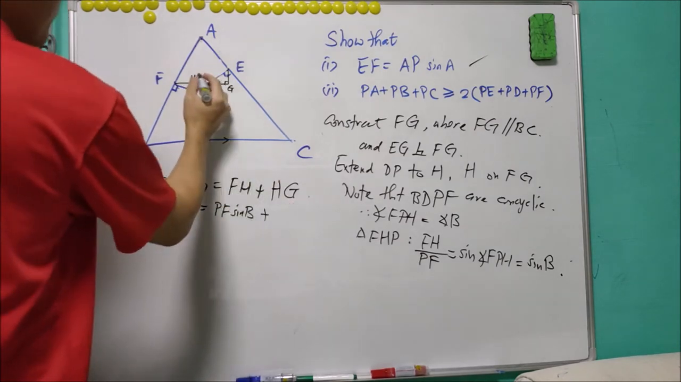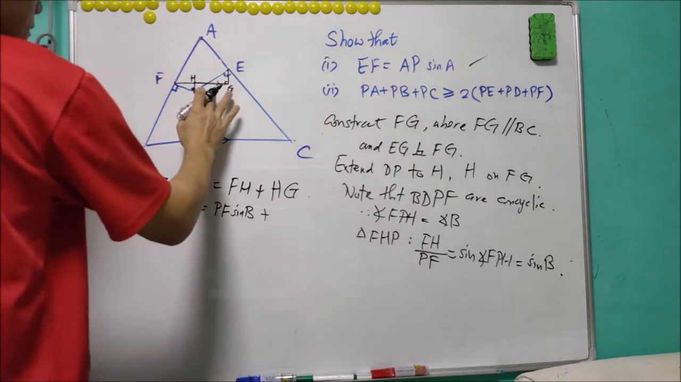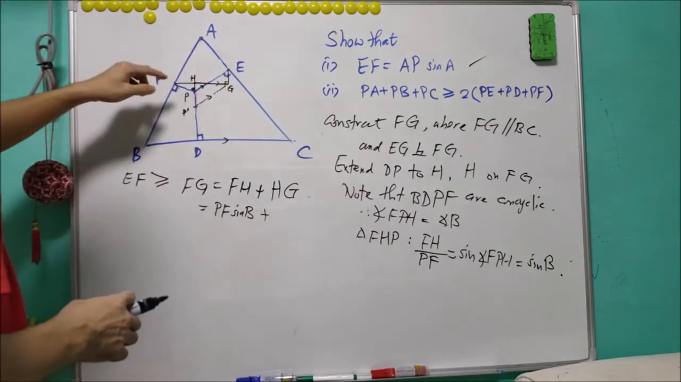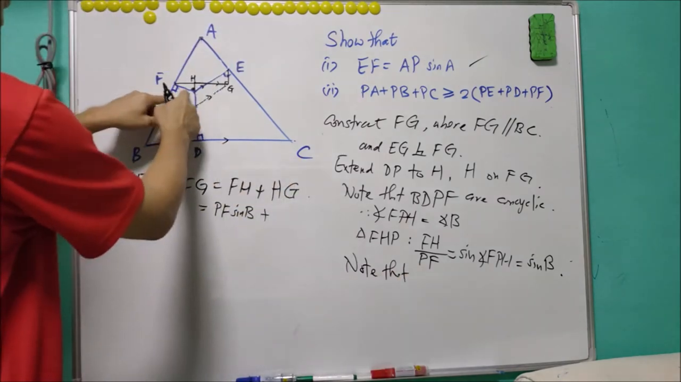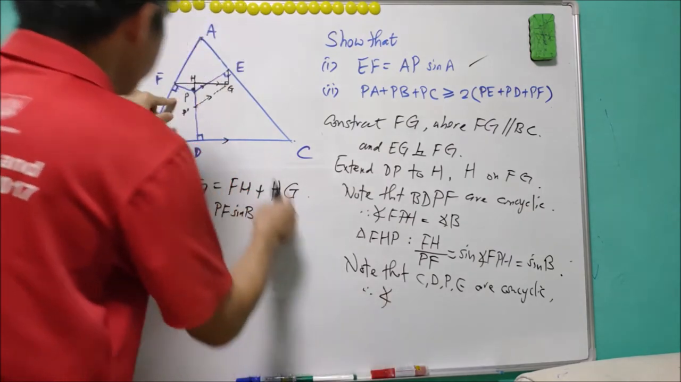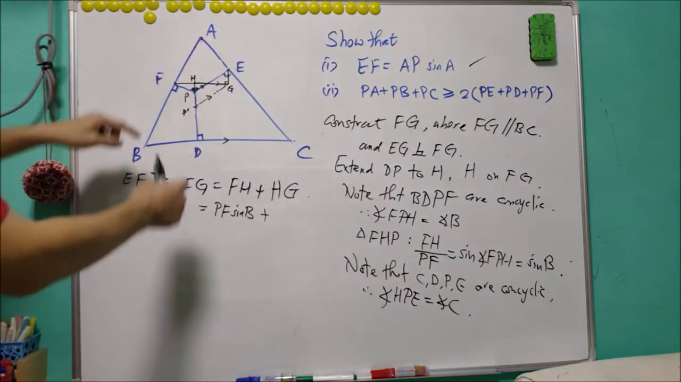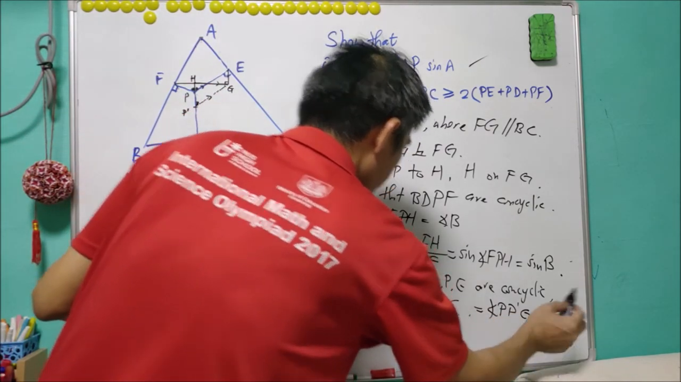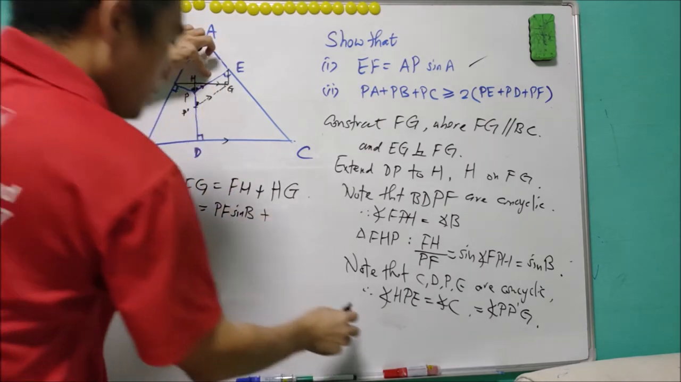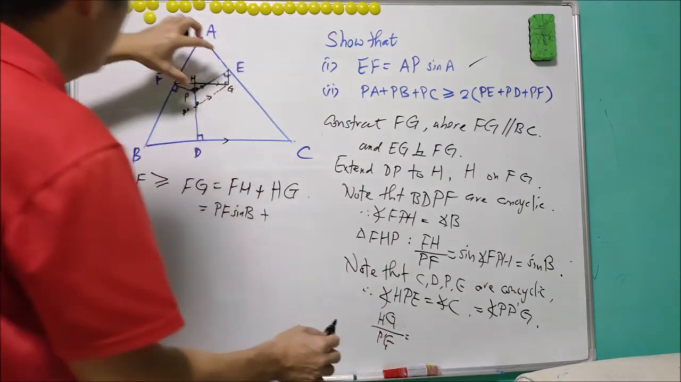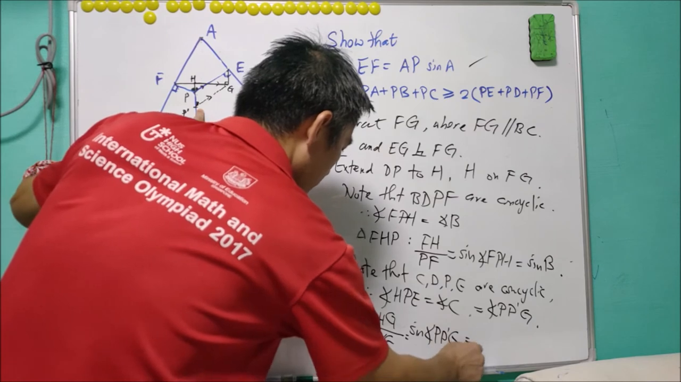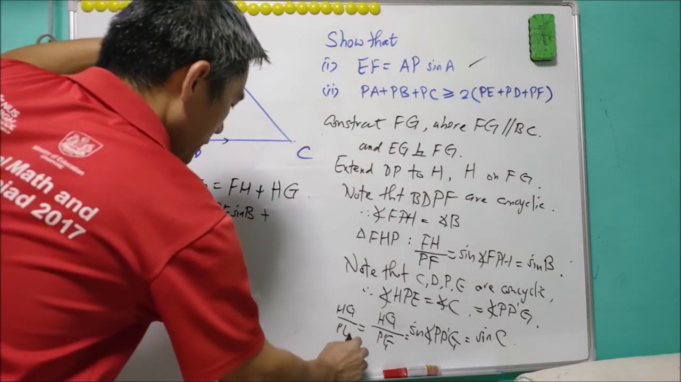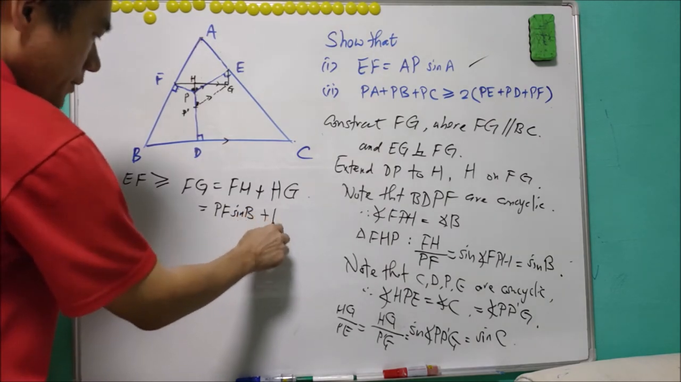For HG, HG is here. In order to see clearly, we construct point P prime here so that these two are parallel. Then again, note that C, D, P, E are concyclic, so the angle HPE is equal to angle C. This angle HPE is equal to this angle PP prime G. We consider this triangle GHP prime. HG over P prime G equals sine of PP prime G, which is sine C. P prime G is actually equal to PE. And therefore, we have GH equal to PE sine C.